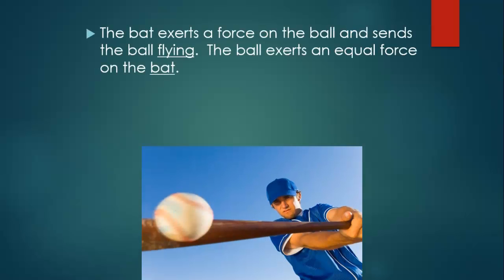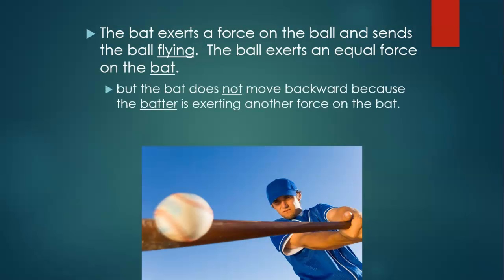All right, let's take a look. We've got a baseball player hitting a ball with a bat. The bat is going to exert a force on the ball that is going to send the ball flying through the air. The ball, however, is also exerting an equal amount of force on the bat. It seems strange that the ball would be exerting the same amount of force as the bat. Keep in mind, there's still a lot of other forces going on in this situation. We're just narrowing it down to two of them, and those two happen to be equal. They are not acting on the same object, so they are not balanced, but they are equal.